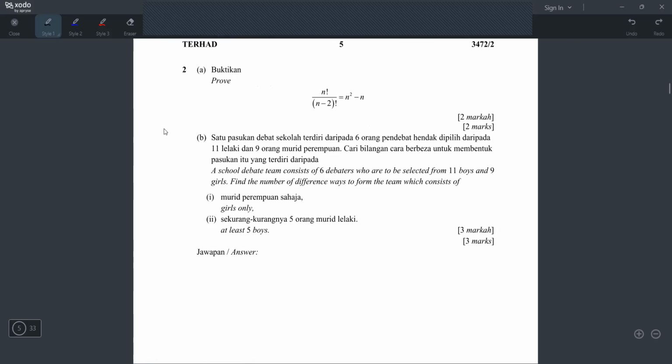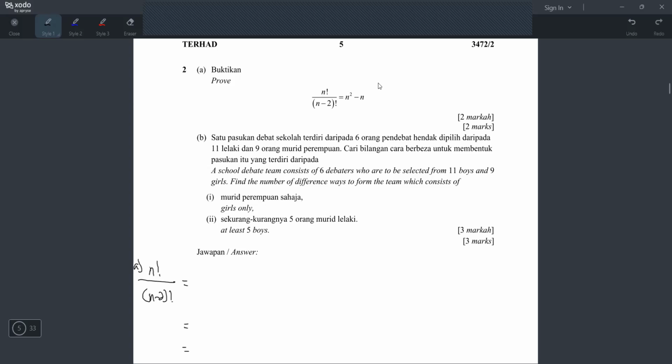Let's continue with number 2. Number 2A, they want you to prove. Okay, whenever we do a proving type of question, we always start from either side, right? You can start from the left-hand side or the right-hand side. But I always advise starting from the more complicated side, right? So which one is the more complicated side? I can tell it's the left-hand side. So I will start writing the left-hand side, n factorial over (n - 2) factorial. And then now I have to try to change the left-hand side to the right-hand side by myself, right?